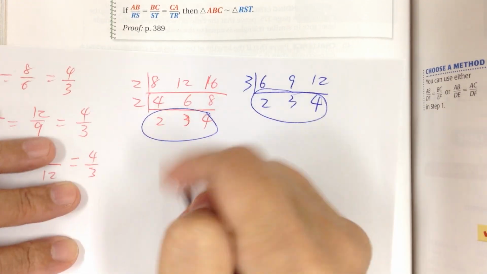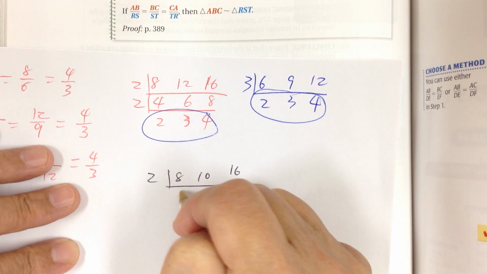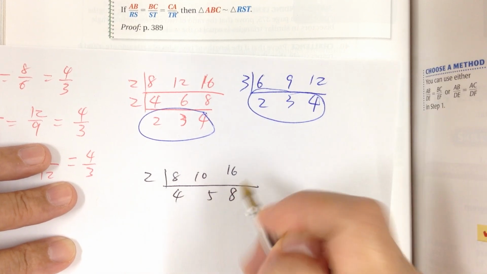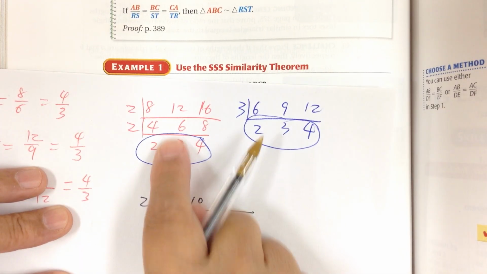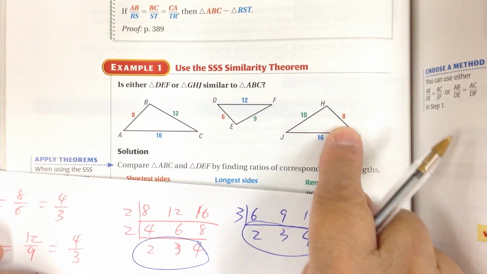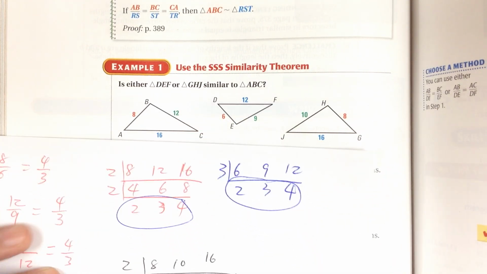Okay, I'm going to do this triangle. Again, if you reduce by 2, you get 4, 5, 8. And that's it. You cannot reduce anymore. So this does not match. So this is not similar to that. Okay, so that's how you do it.